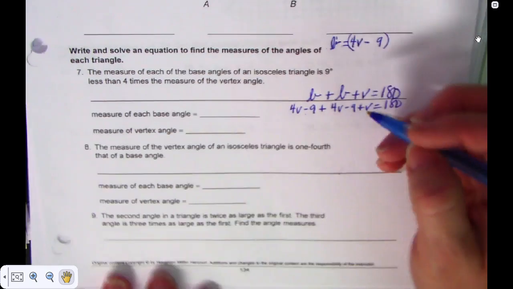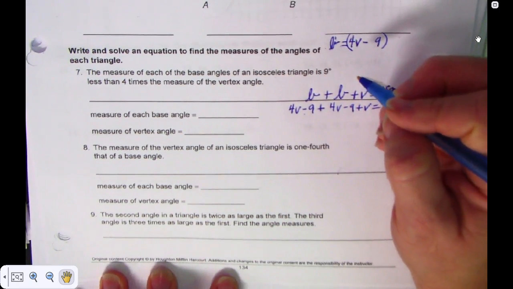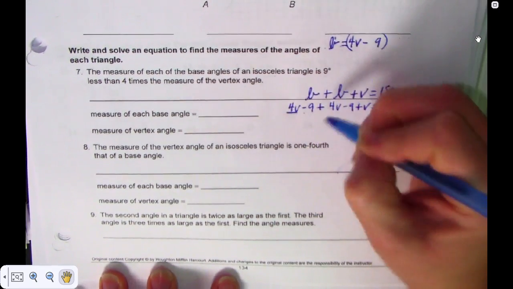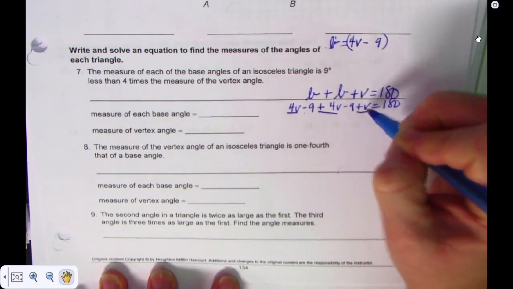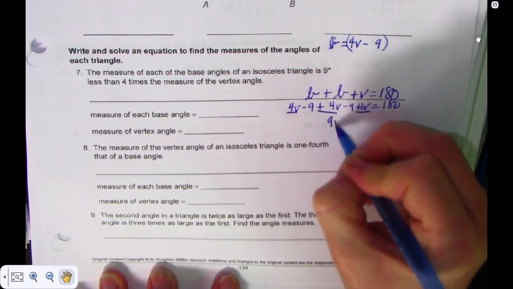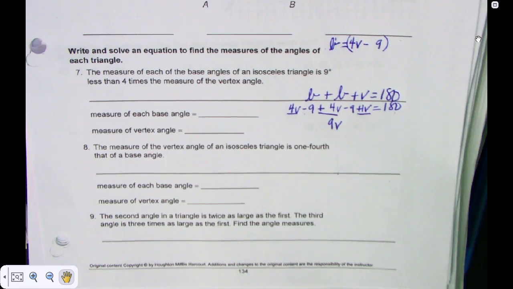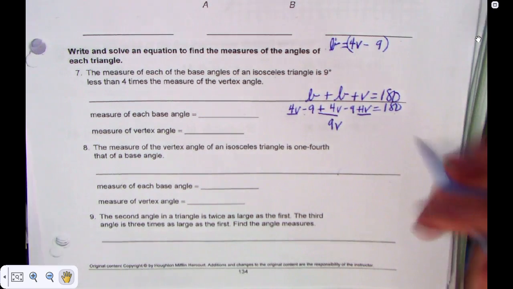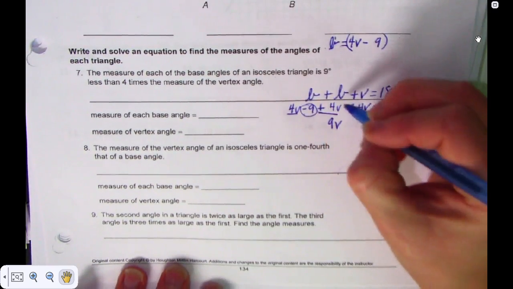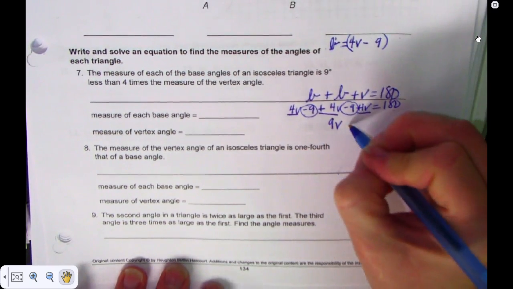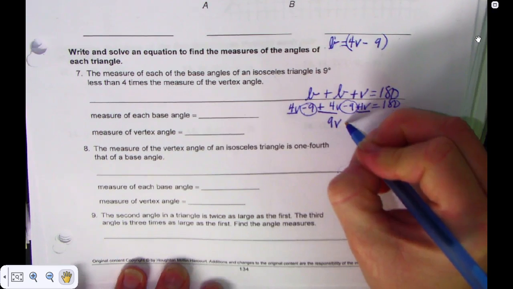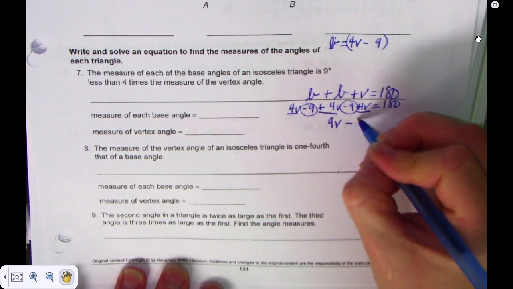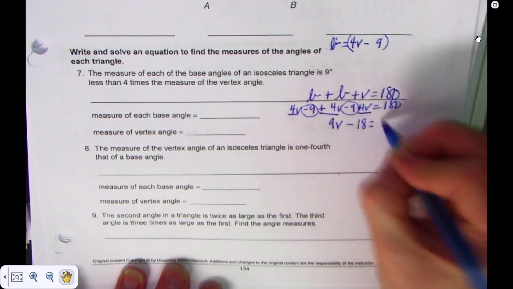How many V's do I have? 3. No, I have more than 3. I have 4 plus 4 plus 1 V. How many V's? 9. Guys, we worked on that for a whole 6 weeks. Come on now. Then that's going to be negative 9 minus 9. What is that? Negative 18.